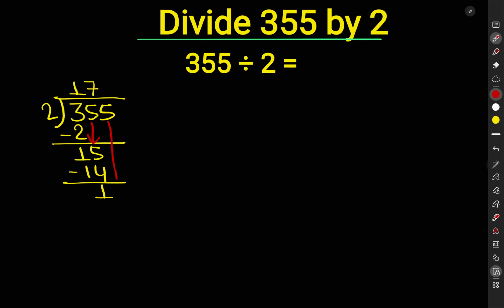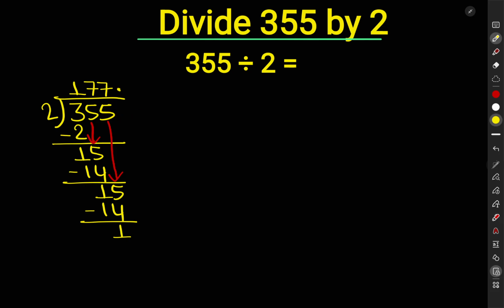So we put down the number beside this 5. So now it is 15 and 2 times 7 means 14. On subtracting we get 1. So again this 1 is less than 2 and there is no other number beside.